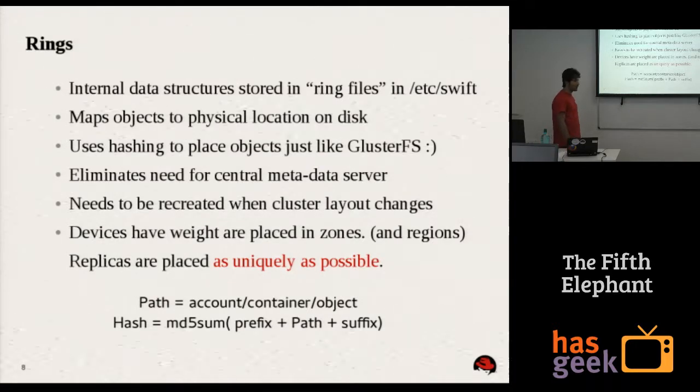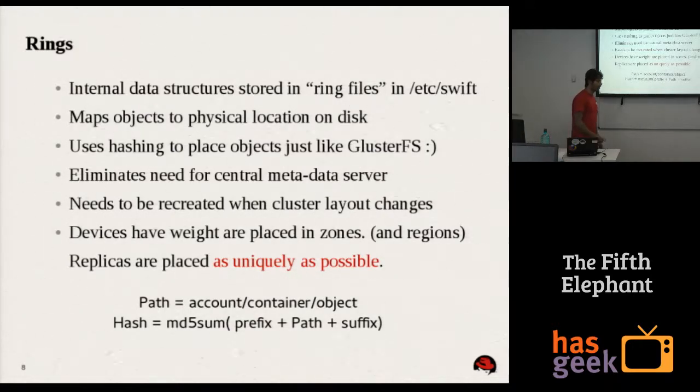Also, you can place devices and nodes into logical zones, and Swift has an algorithm that would place objects as uniquely as possible. Let's say you have 5 hard drives and 3 zones, and you assign each hard drive to a zone, so one zone would have 2 drives. You set the replica count as 3, and Swift would place those objects in 3 different zones. How you decide which drive goes to which zone is totally up to you, based on how likely, or on what basis, your cluster would go down.